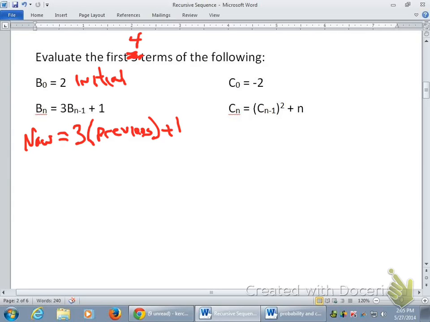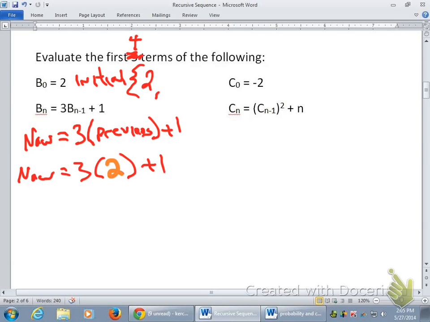What would be my very first term? 2. All right, so I'm going to put these at the bottom. 2 is my very first term. So my second term would be what? My new term is going to be 3 times the previous term, which was 2, plus 1. So you see it's going to be a 7.